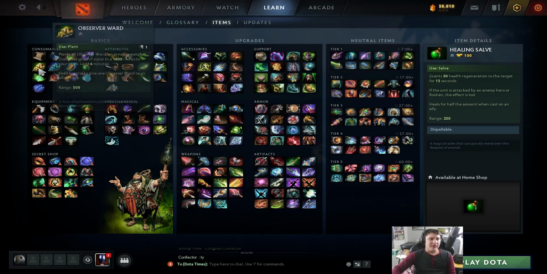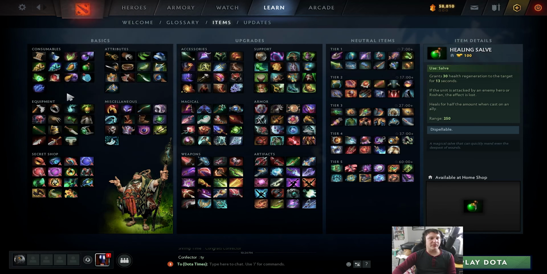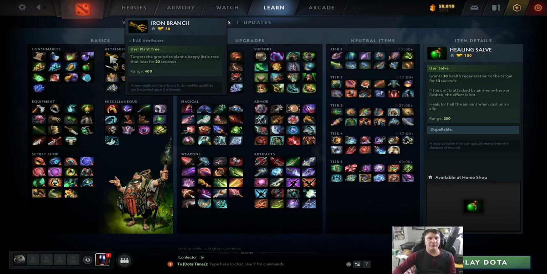Healing Salve, already talked about. Tangos, these are consumable. And what they do is you eat a tree and you gain 7 health regen for 60 seconds. Consuming an ironwood tree doubles the heal amount. Comes with 3 charges, can be used on an allied hero to give them 1 tango. So you might be like, what the heck's an ironwood tree?